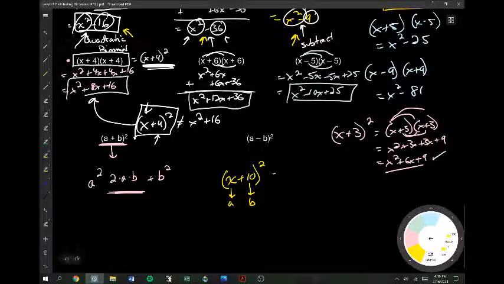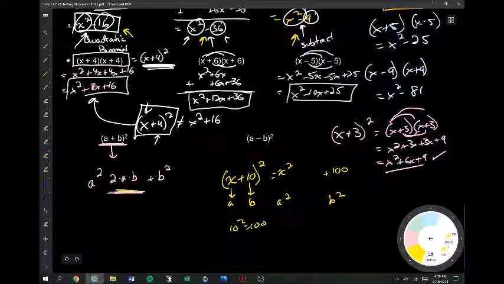So the first term I'm going to get, which is a squared, is just x squared. x times x is x squared. The last term I'm going to get, which is b squared, is going to be 100, because 10 squared is 100. But the middle term is 2 times a times b, which is 2 times x times 10. So it's x squared plus 20x plus 100.